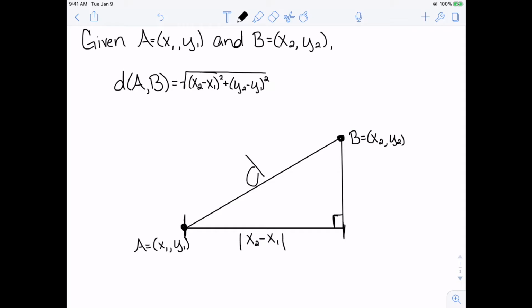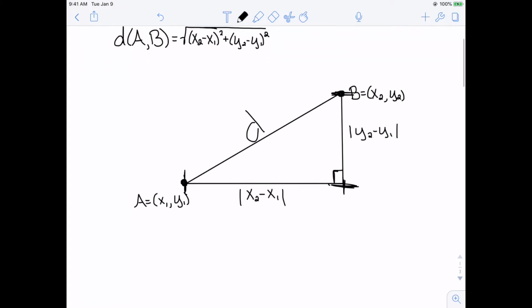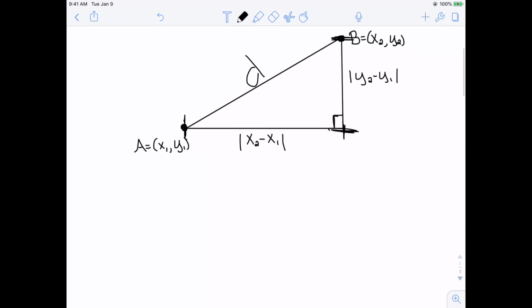If I look at the vertical side, this point up here is given by y2, and this point down here is given by y1. So once again, to find the length of the whole thing, we need to subtract. So we have y2 minus y1. But once again, we don't really know that B is above A. We don't really know that y2 is bigger than y1. It may be the case that we need y1 minus y2. So once again, we're going to absolute value this. Now we have a right triangle, and we know the two sides of the right triangle.